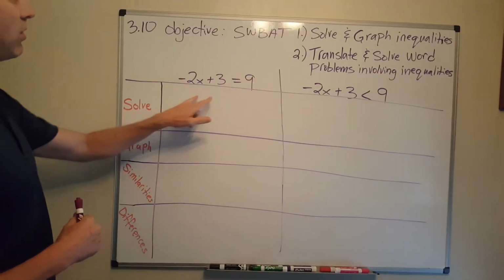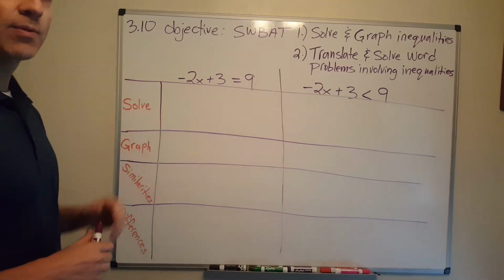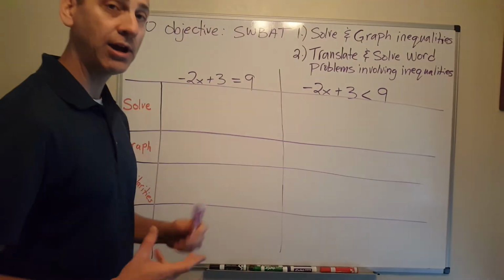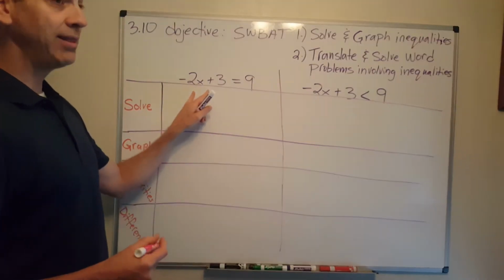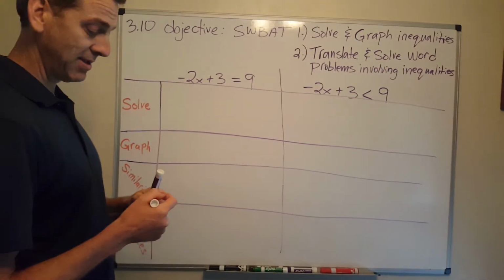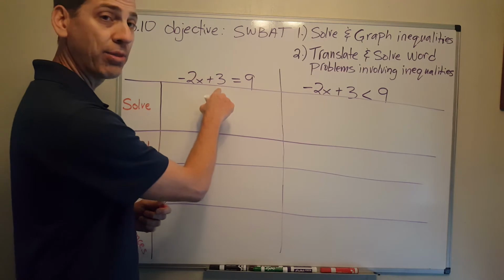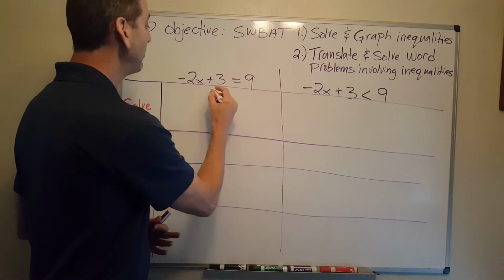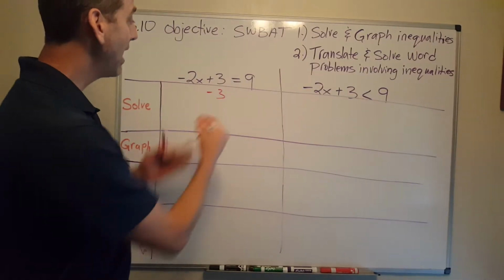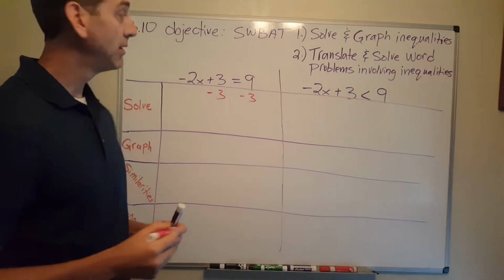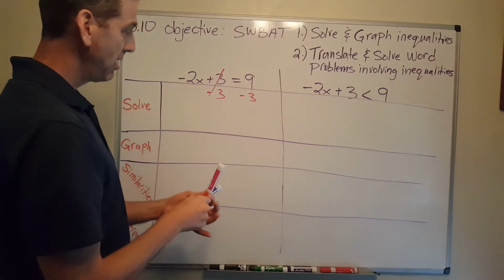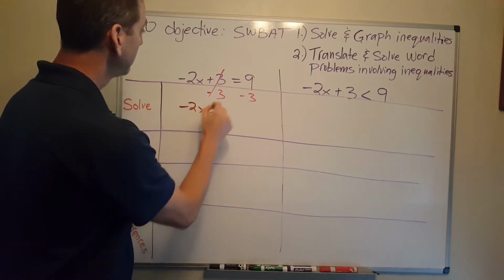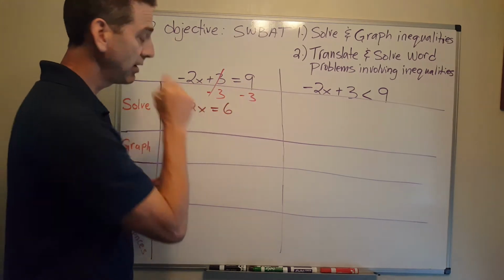So first of all, let's solve this equation. We've learned how to do this already, so I'm not going to spend much time on the strategies. The idea is we're trying to get x by itself. First I want to get rid of that positive 3 using the addition principle, so I add its opposite. The opposite of 3 is negative 3, so I add negative 3 to both sides. That cancels, and I'm left with negative 2x equals 6.